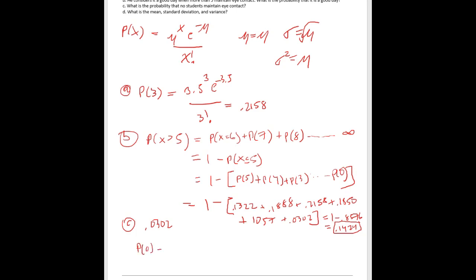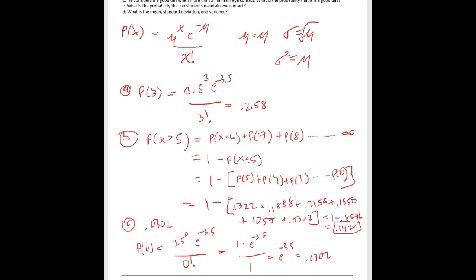So probability of 0, that would just be 3.5 to the 0, e to the negative 3.5 over 0 factorial. So 3.5 to the 0 is defined as 1. E to the negative 3.5 is going to be something that we calculate. And 0 factorial is defined as 1, so this just equals e to the negative 3.5. And then we run that calculation, and guess what? We get 0.0302.